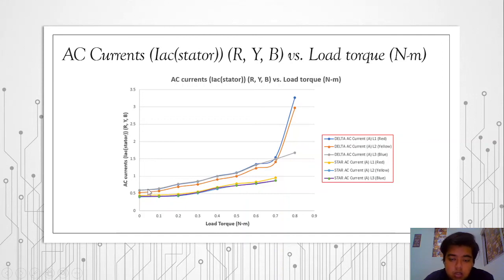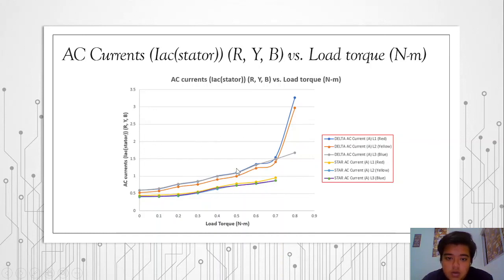There are 6 lines for this graph, where the top three lines are for delta AC current, which is L1, L2, and L3, red, blue, and yellow. While the bottom lines here are for star AC current.